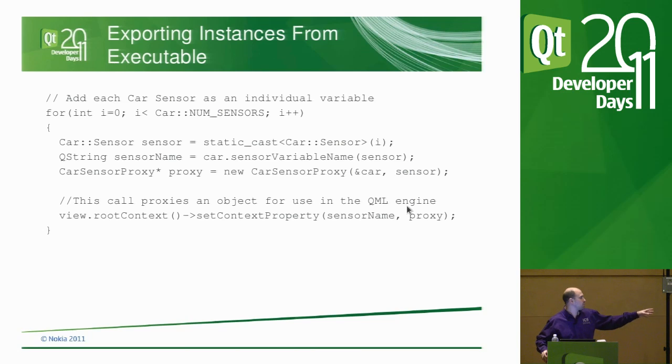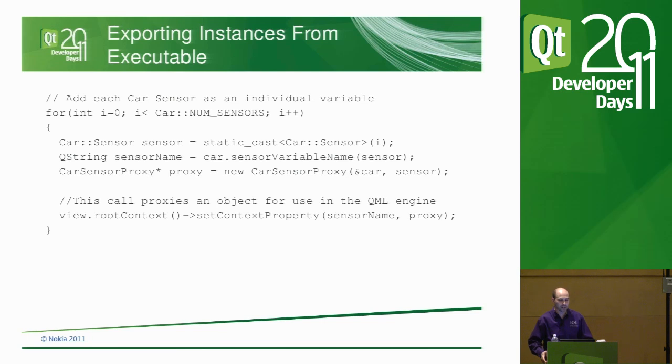You get the view's root context, and you call setContextProperty. Probably one of the most ambiguously named functions in Qt. But this will export a C++ instanced object into the execution engine. The first parameter is a string, which is the name of the variable that's going to be used in QML. Since I use a for loop here, my car is smart enough to return me a string that represents the name for that particular sensor. And we export a name and the actual pointer.